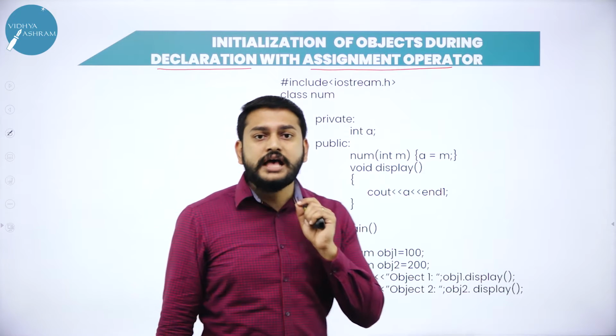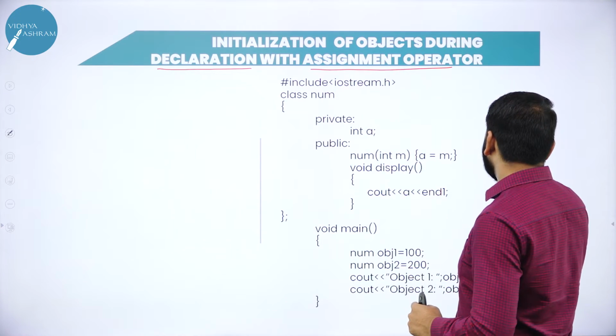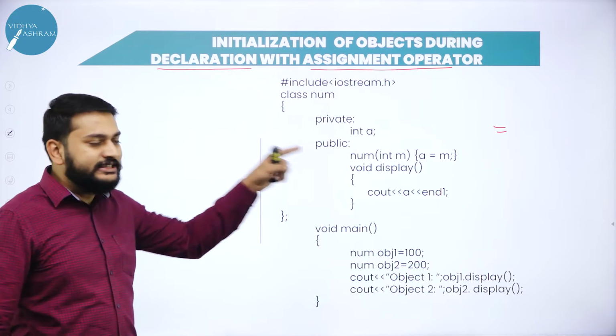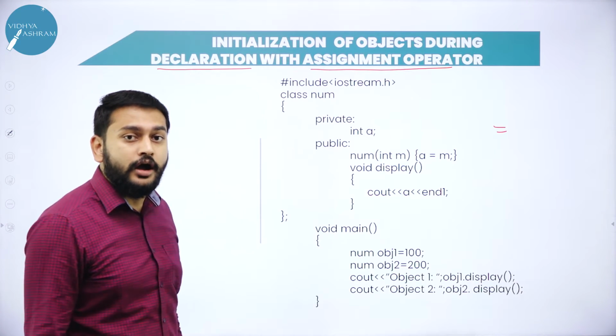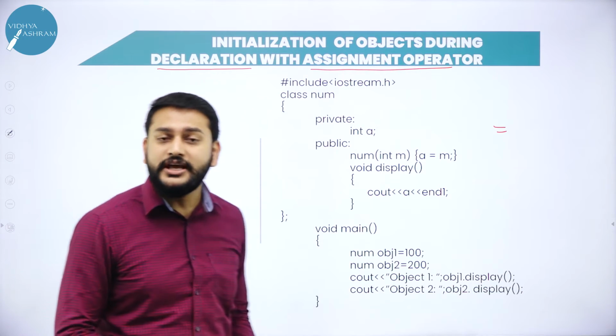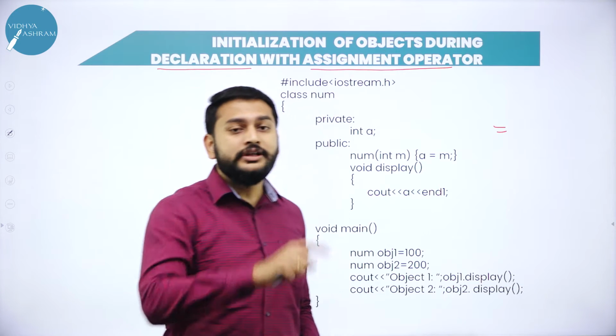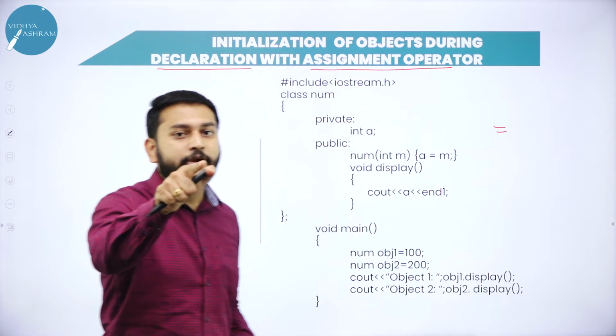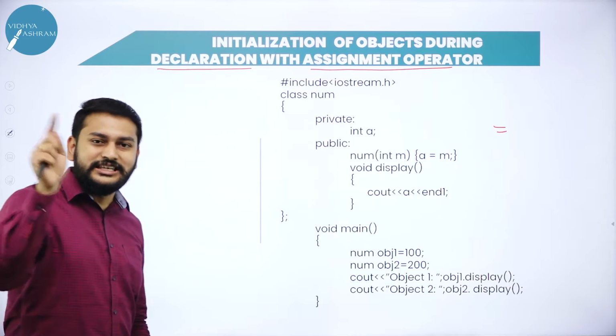Remember, assignment operator in the sense is equal to. What do you call it? Assignment operator. So you should treat is equal to as the assignment operator. That is what you need to understand. So how do we do that? How do we initialize the object? During the declaration with the help of the assignment operator. I will explain this topic to all of you with the help of a simple program.